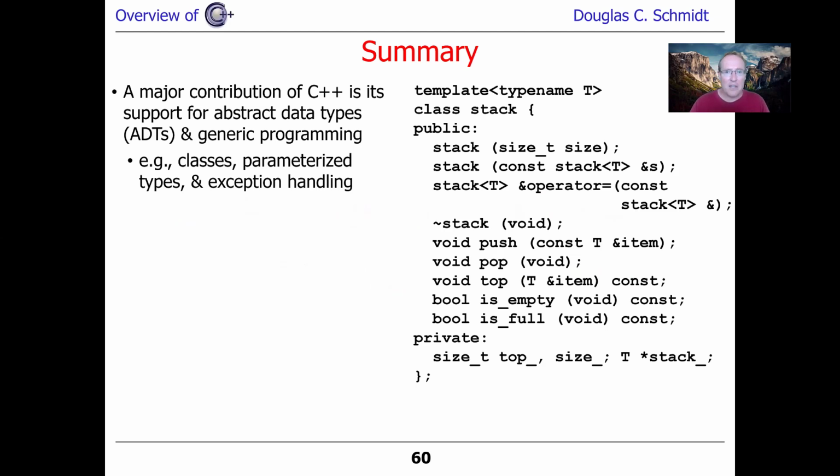What I want to do now in the last few minutes of the class is just wrap up and summarize what we've learned over this introductory part. The first thing is that clearly a huge contribution of C++ over alternatives like C is its support for abstract data types and generic programming. So hopefully you have a much better feeling for classes, parameterized types, and exception handling. These are the kinds of things you should be using all the time in your code as you write more and more non-trivial C++ code. And we'll get a chance to do that later in the class.